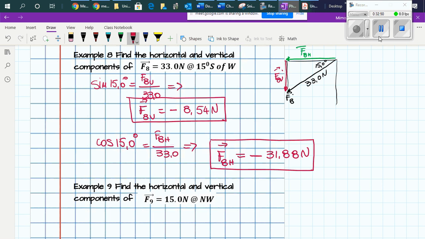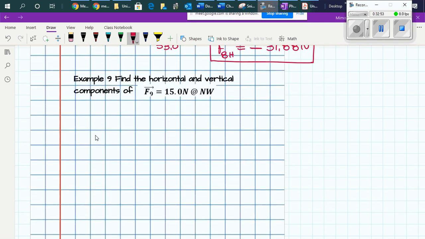Questions, concerns? So find the horizontal and vertical component of vector F9 that is 15 newtons northwest. So this is that specific case when there is no angle given. So it is between north and west. And what do we have here in terms of the vector? Since the angle is not given, we have that vector right in the middle.